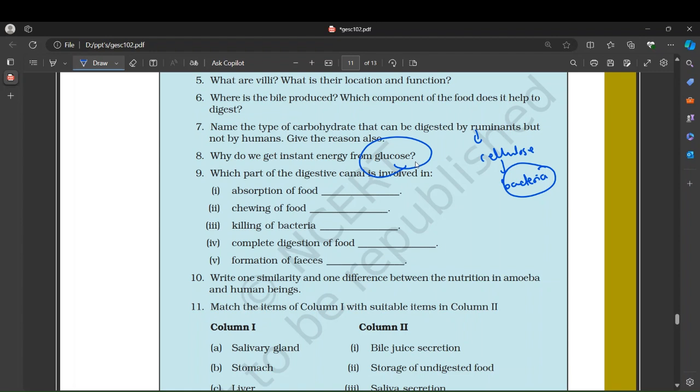Which part of the digestive canal is involved in absorption of food, chewing of food, killing of bacteria, complete digestion of food, formation of feces? Formation of feces is the large intestine. Complete digestion of food is the small intestine. Killing of bacteria is the stomach, and also the small intestine. Chewing of food is the mouth. Absorption of food is the small intestine.